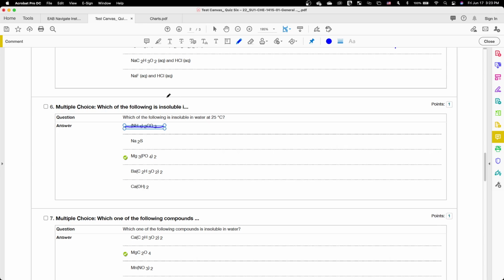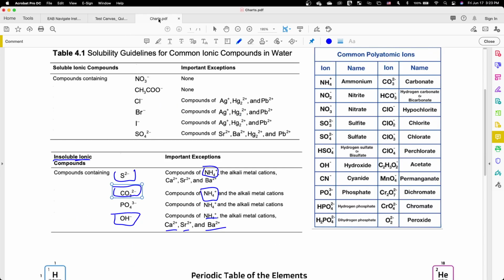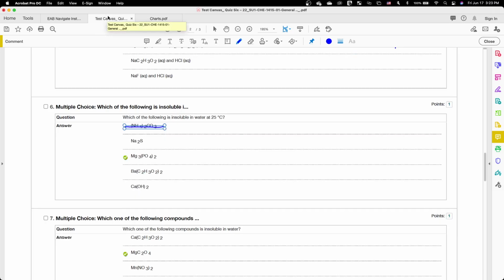Next one is sodium sulfide. So let's look up sulfide. Sulfide's up here. And notice that right here it says sulfide is in the insoluble compound list, but it says in the exceptions that all sulfide compounds that have an alkali metal, which is the group 1 metals, are soluble. So if we look back over here, sodium is a group 1 metal with sulfide, so it's soluble. It can't be that one.